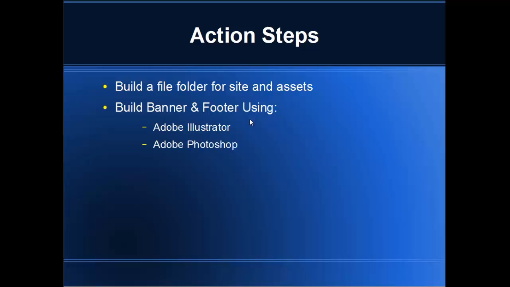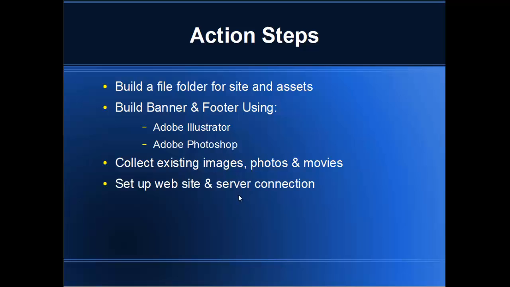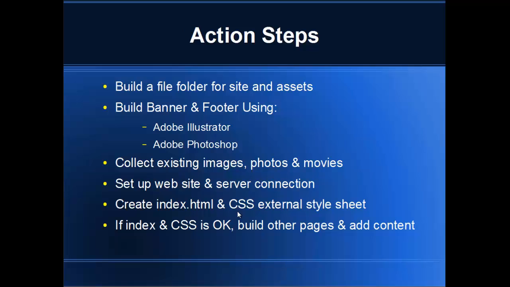Okay. Now these are our action steps. We got to build a folder for our site and our assets, our images. We got to build a banner and a footer using Illustrator and Photoshop. We got to collect all images and photos and movies we're going to use. Set up a website server and connection for a remote server. Create an index and cascading style sheet, external style sheet page. And if the CSS and the index are okay, then we can start building the other pages.